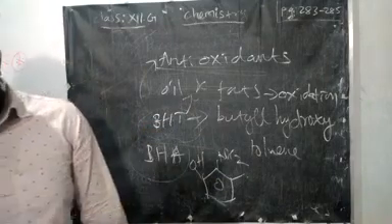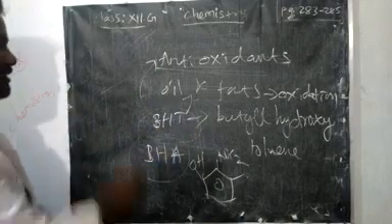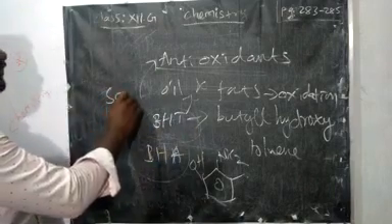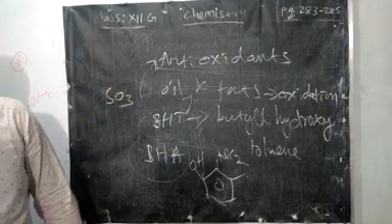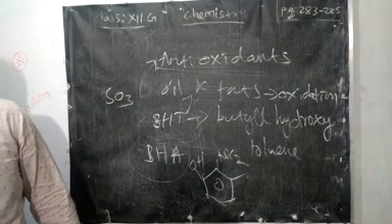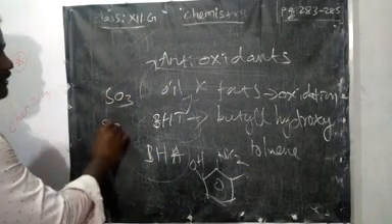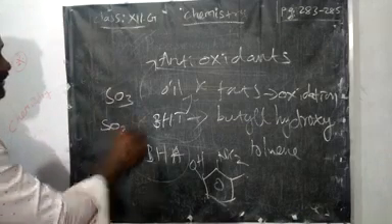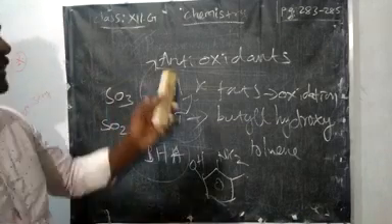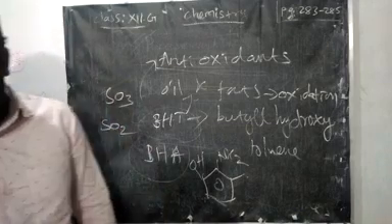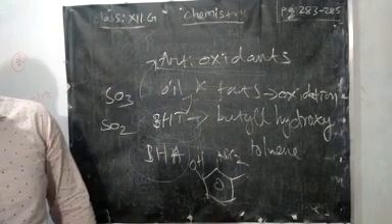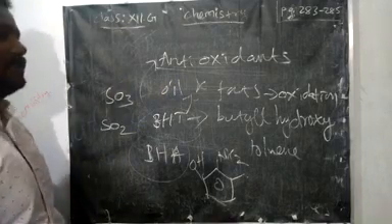Some other antioxidants we can use: sulfur dioxide, sulfites also. Sulfites, sulfur dioxide we can use as antioxidants. This is also called enzyme inhibitors, antimicrobials.